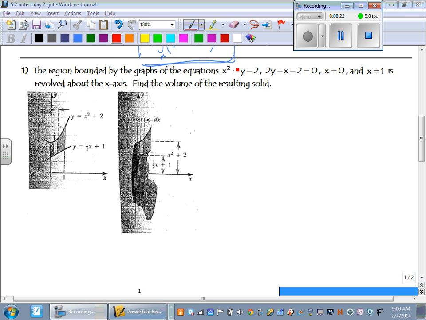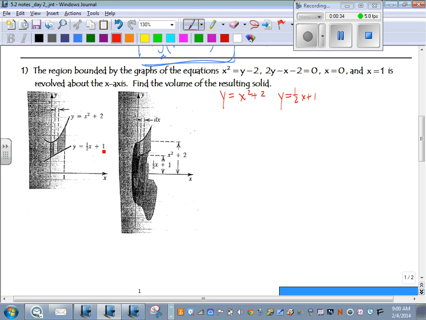This first one is y equals x squared plus 2. Right? We have this parabola here. Then this, we just have a line, it's y equals 1 half x plus 1. So that's already done for us. And then we have the lines x equals 0, x equals 1. So we're looking at this region right here.